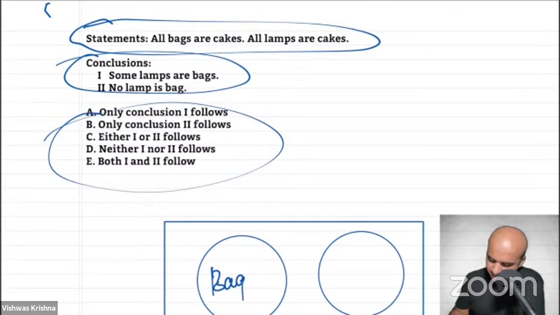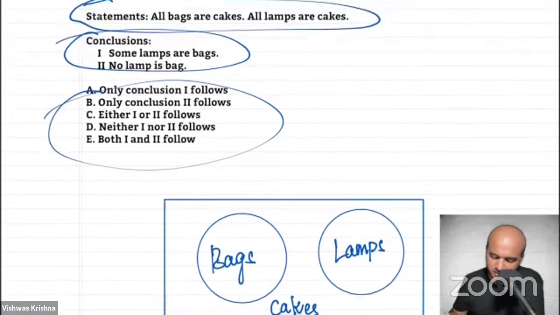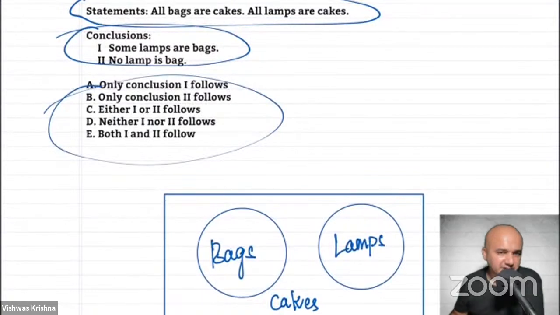You can consider this as bags, this as lamps. Now this big rectangle is nothing but cakes. Now, what does the statement say? All bags are cakes. Obviously, bags is part of the bigger rectangle, which is cakes. What about lamps? Lamps is also part of the bigger rectangle, cakes. So therefore, statement 1 and statement 2 are pictorially represented here.